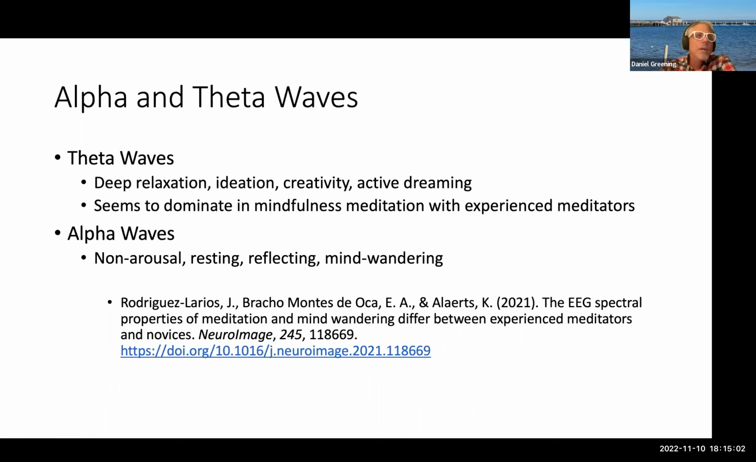So there have been a bunch of EEG, electroencephalogram studies. These are studies that measure brain waves. We all have kind of consistent brain waves that operate at a particular frequency, and alpha waves and theta waves are distinguished between each other by the frequency that the electrical waves that dominate our brains are operating.